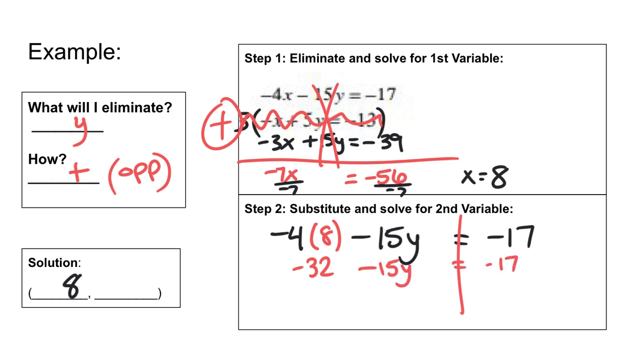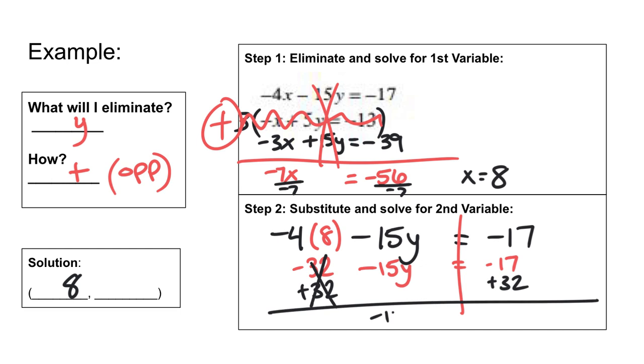That means I can add 32 on both sides. And that's going to give me a positive 15. And then I'll divide by that, or divide by negative 15. And y will equal 1. Sorry, I didn't really leave you enough space for that, or else I wrote too big. Oh, negative 1. I said 1, but I meant negative 1. Sorry.